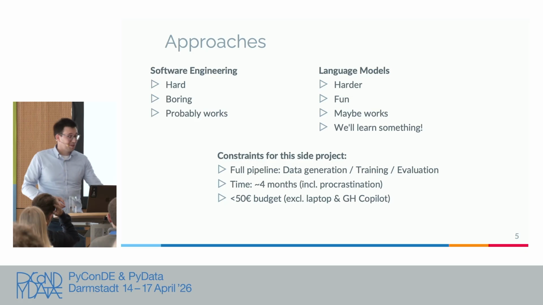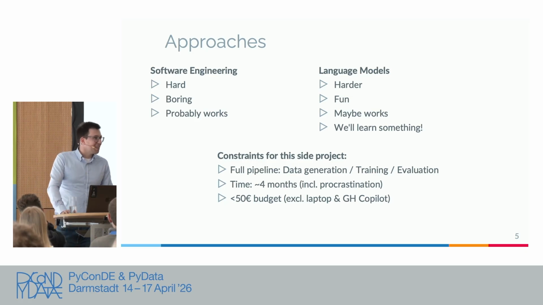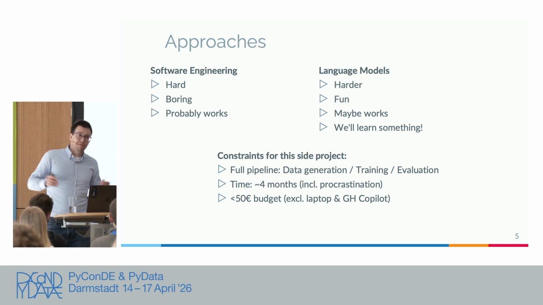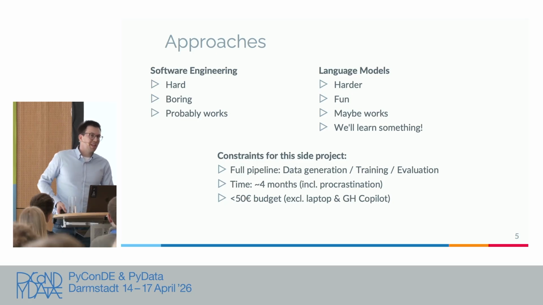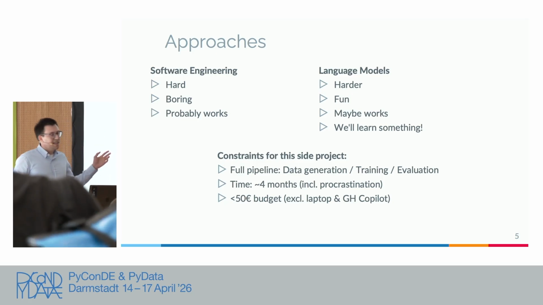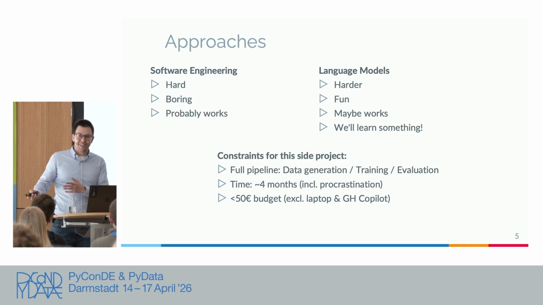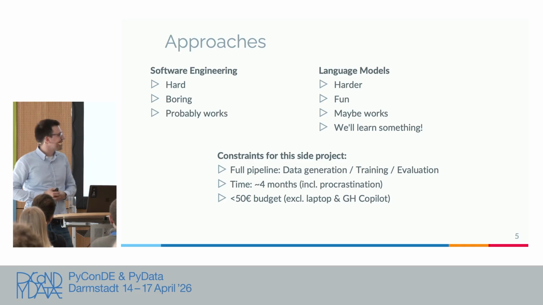So I gave myself some constraints. A good science project, I think, needs those. We want to have the full pipeline, so we need to generate data somehow, we want to train a model somehow, and then, of course, we need to see how well we did, right? That's roughly what I will walk you through. I said, okay, four months, that's a good timeline. There's maybe some coincidence with the overlap between the call for papers and today, but that's totally coincidental.